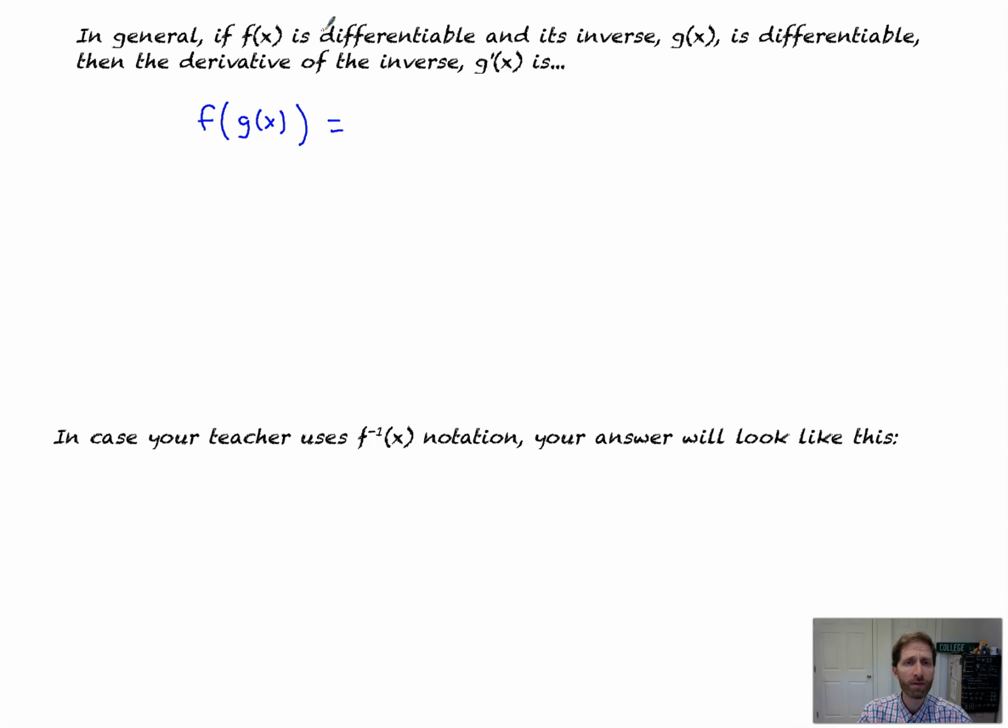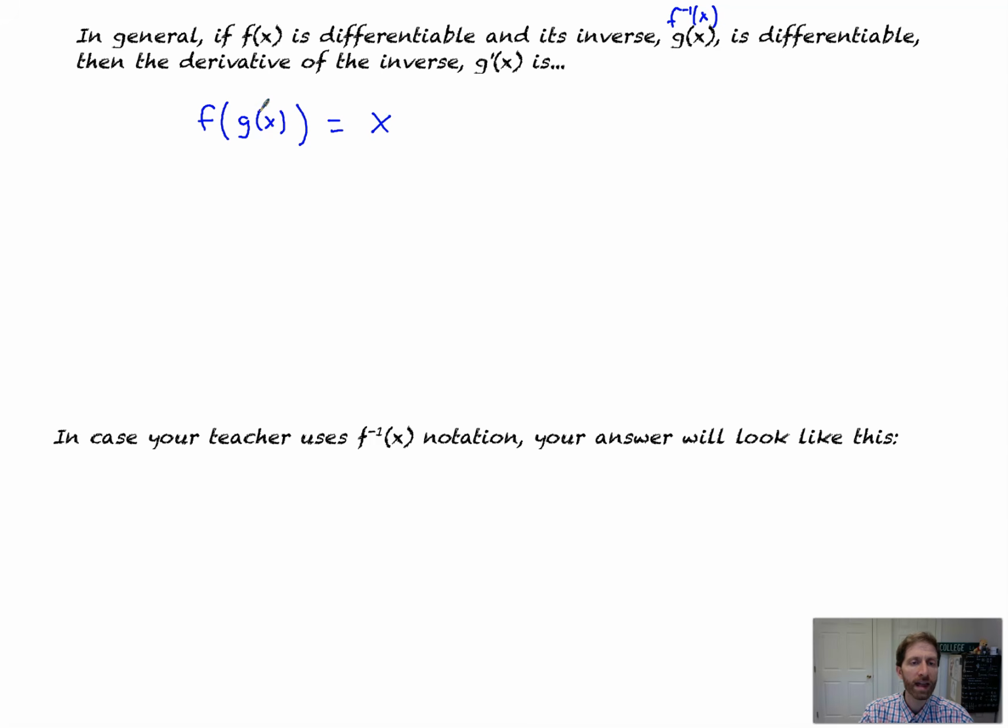In general, if f of x is differentiable and its inverse, g of x, is differentiable, then the derivative of the inverse, g prime of x, is... So what I'm saying is let's let g of x basically be f inverse. I don't love to use that notation, so I'm going to let g of x equal f inverse of x. What we want is the derivative of g. That's our goal. So we want the derivative of g. How do we find that?